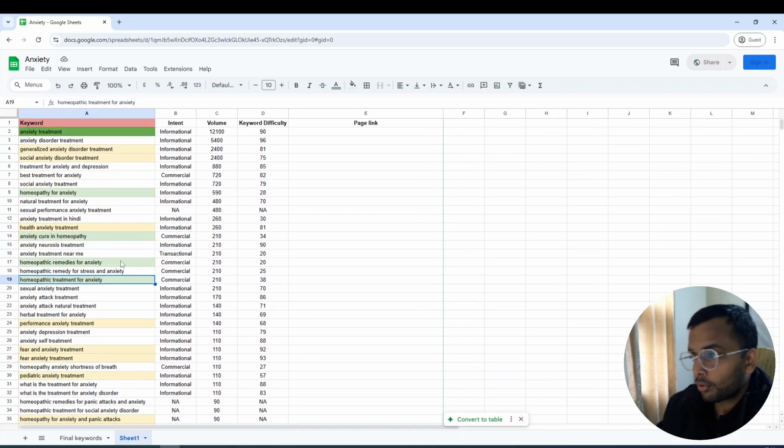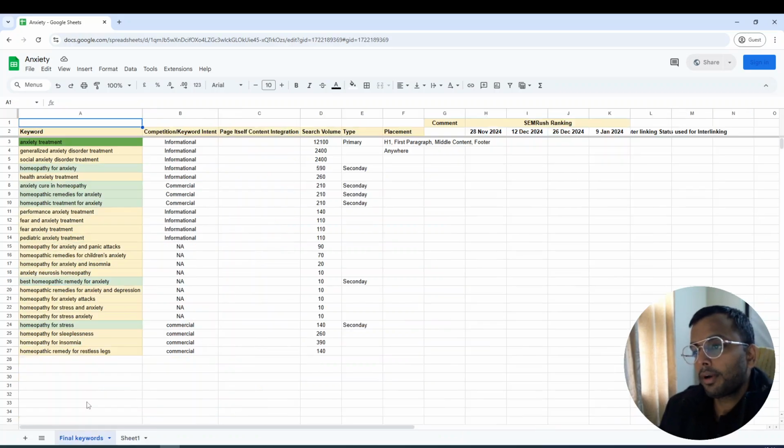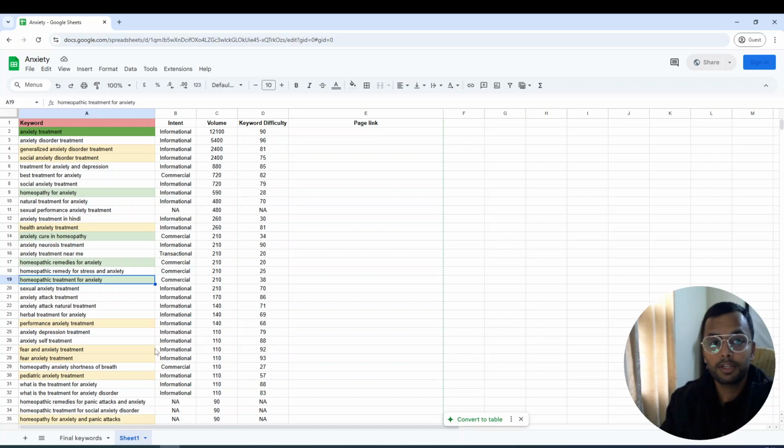After marking those keywords, you can make a final keyword list, and then you can prioritize accordingly, based on competition, keyword intent, search volume, and primary and secondary status, and then you can use it for your rankings and all. So this is all for this keyword optimization.